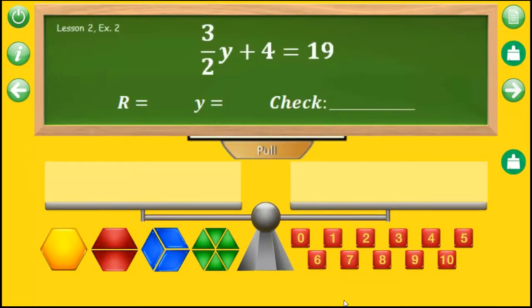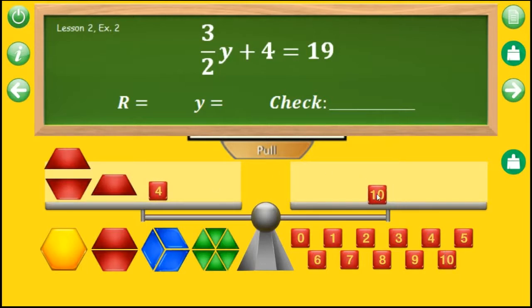So Andrew, you read it 100%, 3/2 of y. How do we represent 1/2 of y? Which color block is that? Red. So how many of the red blocks do I need to set up on the left side? 3. Okay, so that's 1/2 of y, 2/2 of y, 3/2 of y, and I also need to add a 4 constant, correct? Yes. And on the right side, I have a 10 and a 9.